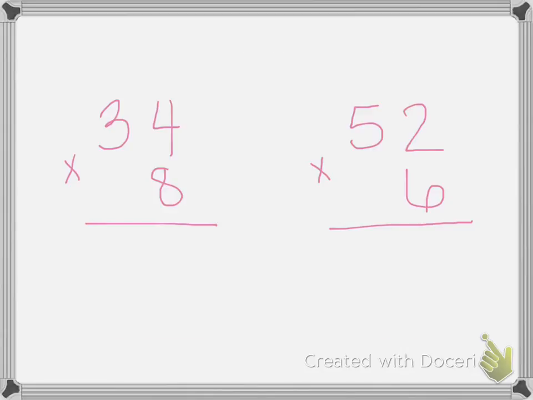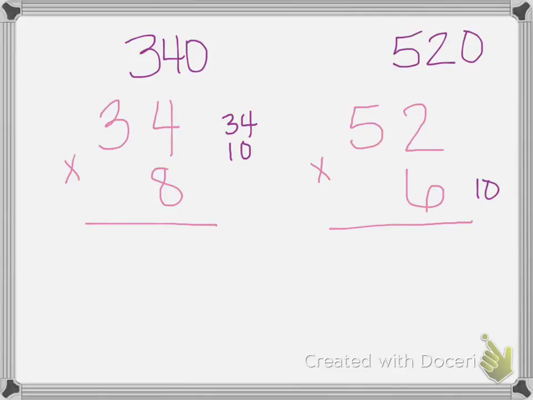Number 4 says make an estimate and then solve. So for 34 times 8, I would multiply 34 times 10, which means I just add a 0, so my estimate's going to be around 340. For the second one, I would do 52 times 6. Again, I would estimate it would be 52 times 10, which is again around 520.